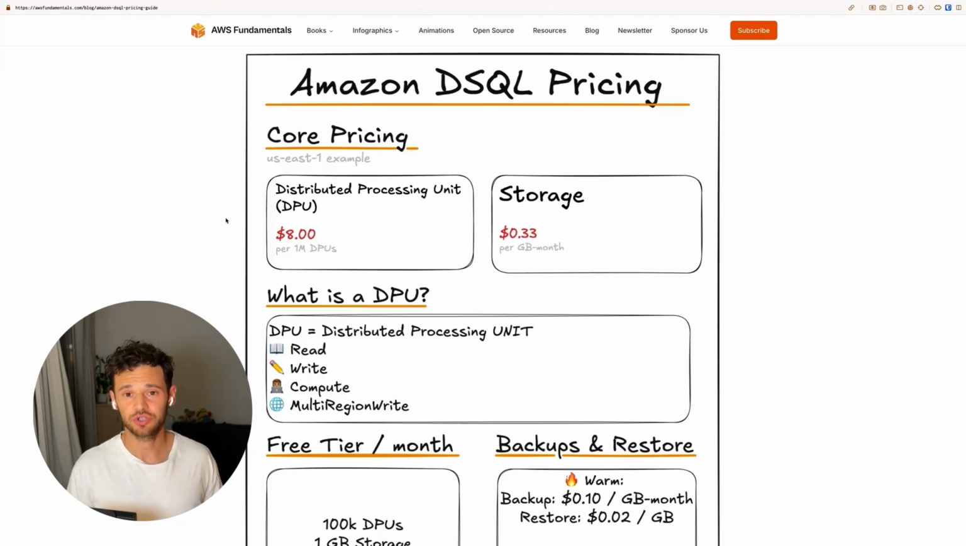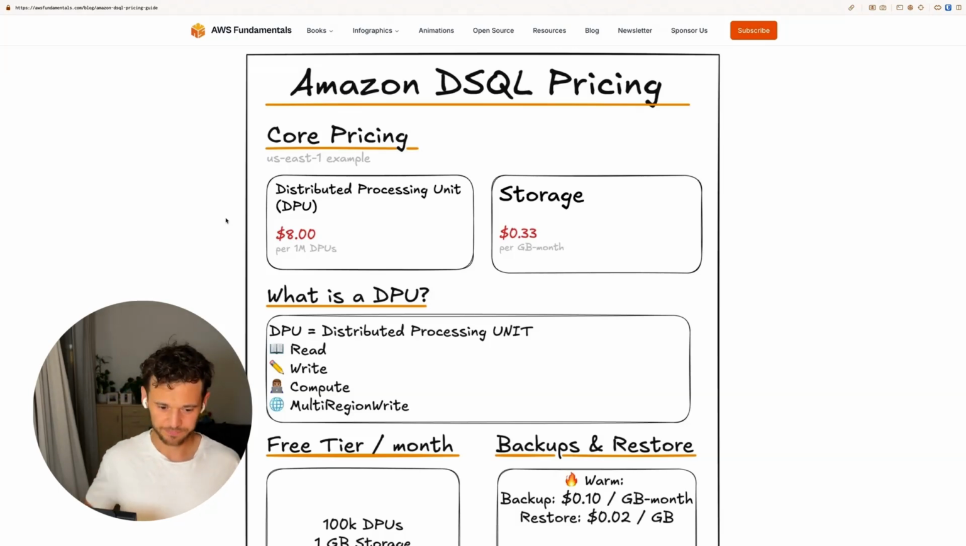It's 100% serverless, which is nice. We only pay for the storage on a monthly basis. And it's pretty similar to what DynamoDB did, right? Because in DynamoDB, we have WCUs and RCUs, so write and read units. And this is similar to what we have here with DPUs. But if you take a look further, it gets a bit more complicated, I would say.